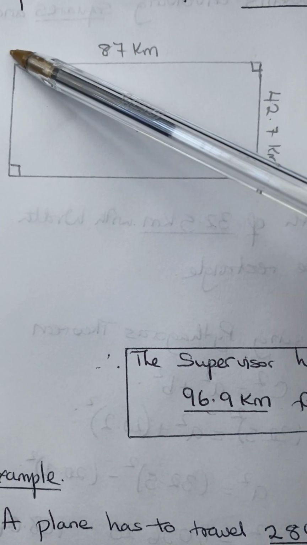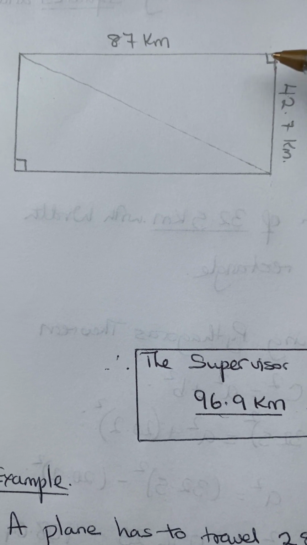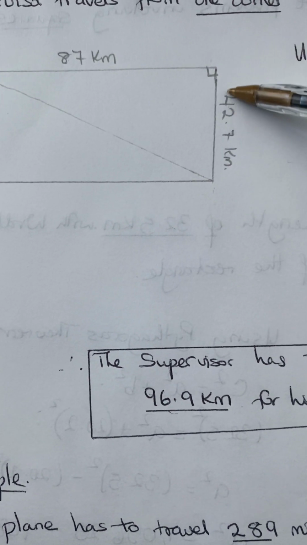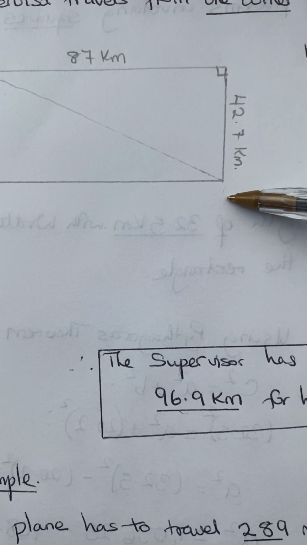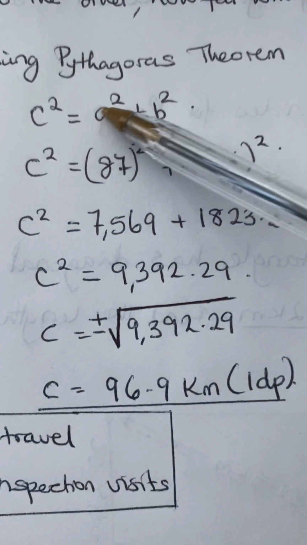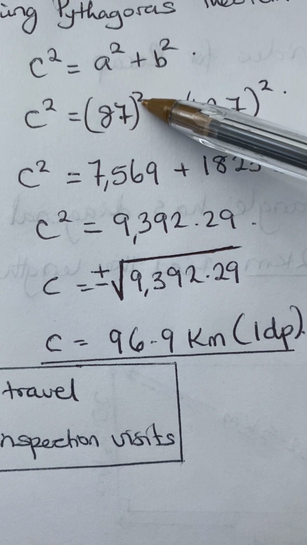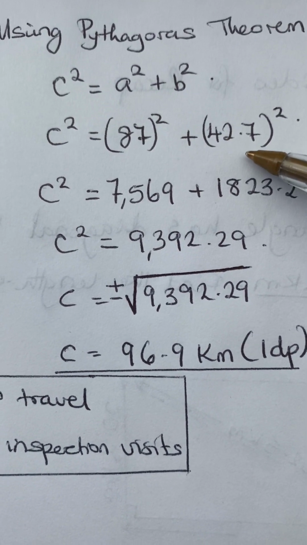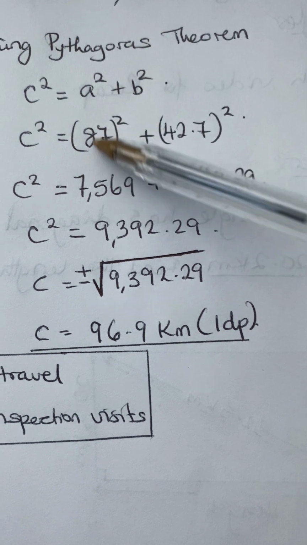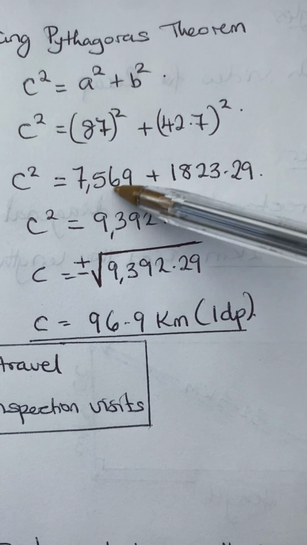Okay, so now that I've got this on paper, I will use Pythagoras theorem. So again, c squared, which is the side opposite to the right angle, equals 87 kilometers all squared and 42.7 kilometers all squared. At the end, I'll bring my units. So here I am. C squared will be equal to 87 all squared plus 42.7 all squared.